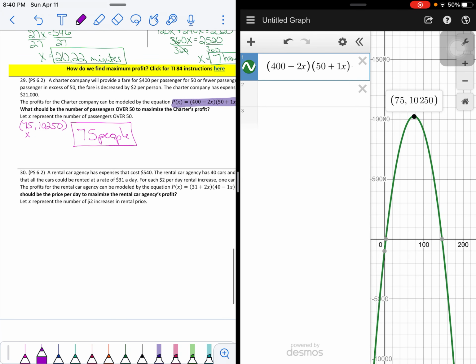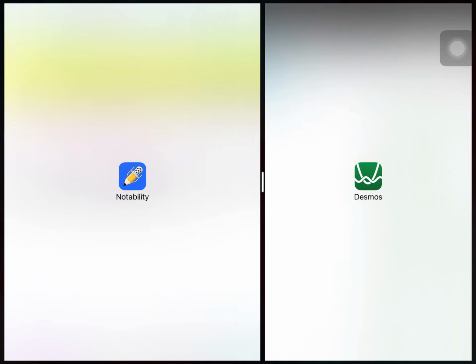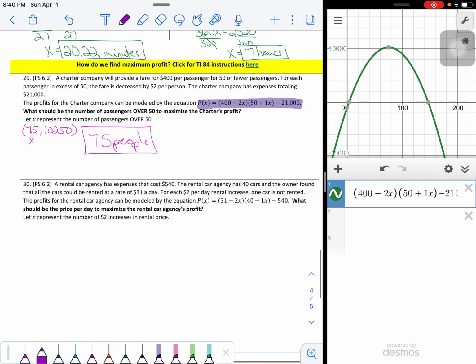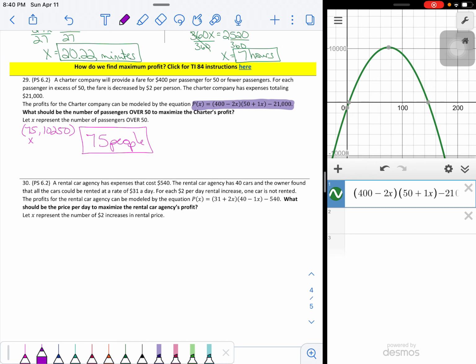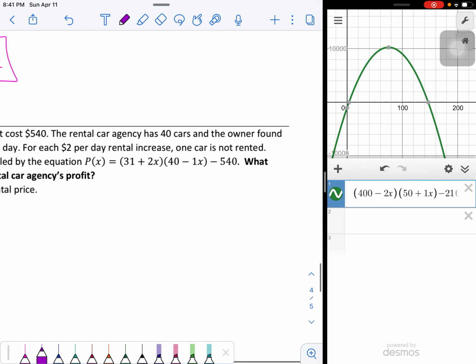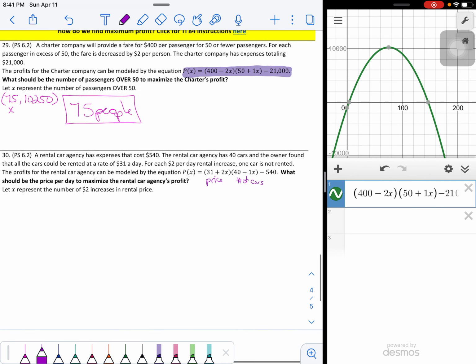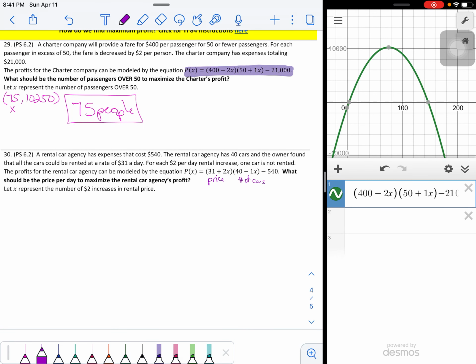Number 30 is kind of a similar question. It's another profit one. I'm going to slide Desmos over so I can get the problem a little bit better. 40 cars rented at a rate of $31 a day, $2 increase in rental, 1 car is not rented. Okay, so we have another profit equation here. So this is the number of cars, and this is the price, okay? So it's asking what should be the price per day to maximize the profit. So we're gonna actually be trying to figure out this piece of the puzzle.